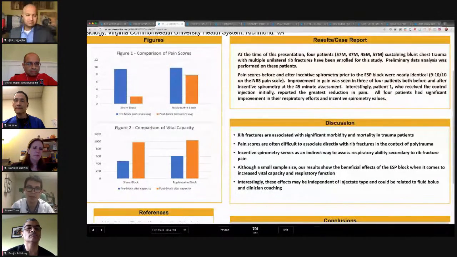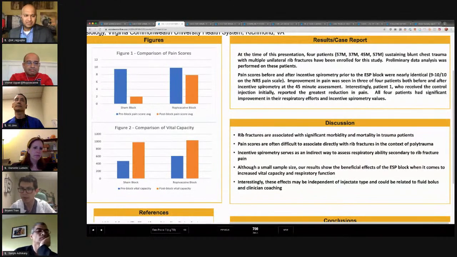pain scores are not that drastically different between each arm. And you can see with vital capacity as well that before and after, patients do have better respiratory status, but that difference is not seen between the sham block group and the ropivacaine block group.